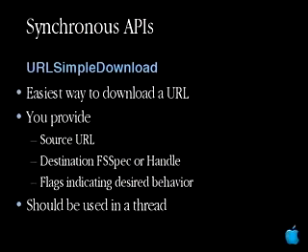The very easiest way to download a URL on any platform, I don't know that for sure, but it's kind of fun to say, is URL simple download. It's a single call to download a URL. All you do is provide the source URL, provide the destination FS spec if you want to download to a file, or provide the destination handle if you'd like to download to memory. And you also pass in any flags, if you want it to do something in particular.